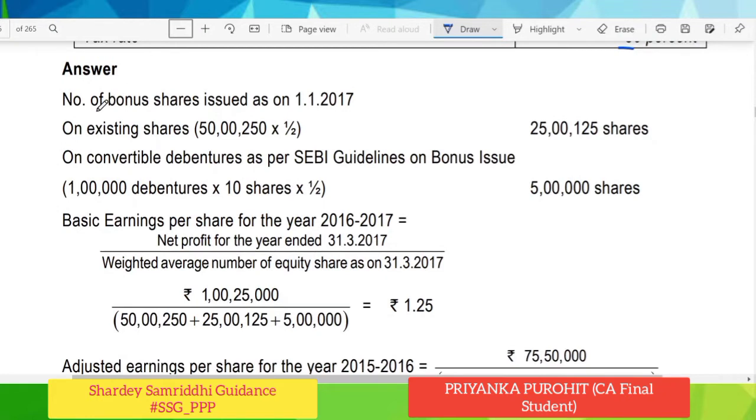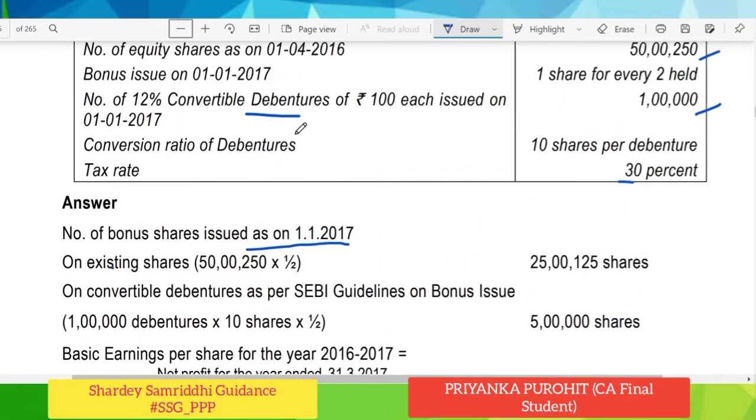First of all, the number of bonus shares issued on 1/1/2017. Existingly the number of shares are 50 lakhs 250. So 1 for 2, as it's mentioned in the question, one share for every two held. So half of that would be 25 lakh 125 shares.